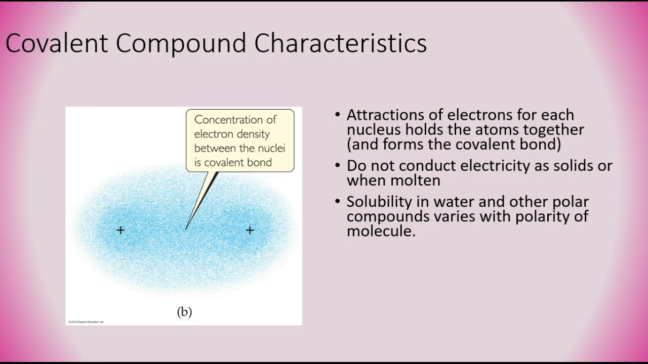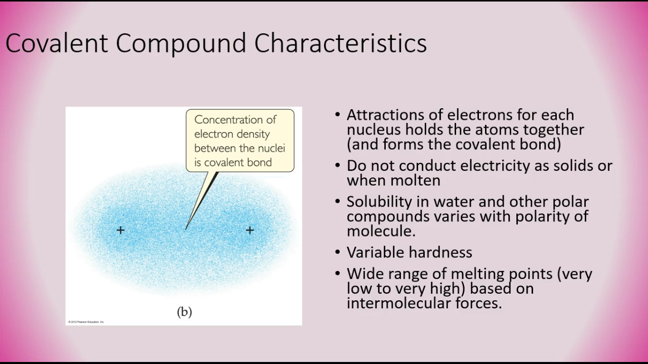But again, solubility is variable depending on the polarity of the covalent compound and the molecule shape, which is what we'll be getting into this unit, and also what type of substance you're mixing it with. So it has to be polar to dissolve in water and so forth. There's variable hardness, so again, it's going to depend on those intermolecular forces, which we'll address later on down the line. And there's a wide range of melting points, again, because of that wide range of intermolecular forces.